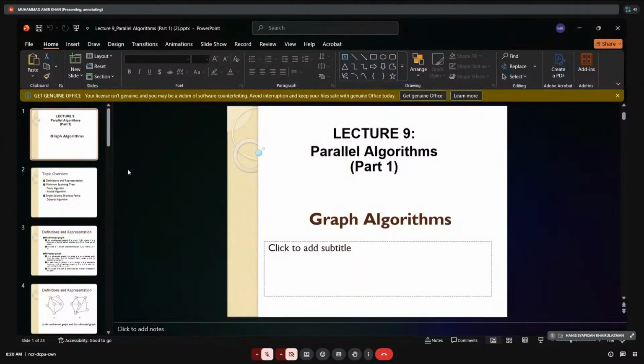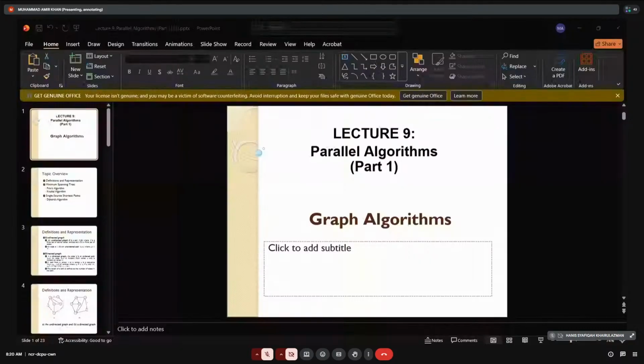Parallel algorithms. You will see this is a very important chapter because you will get at least a 15 marks question from this part 1 and part 2. We call it parallel algorithms.